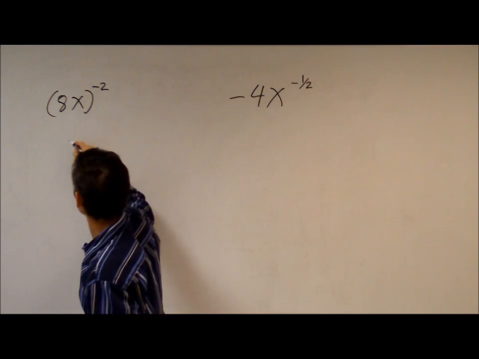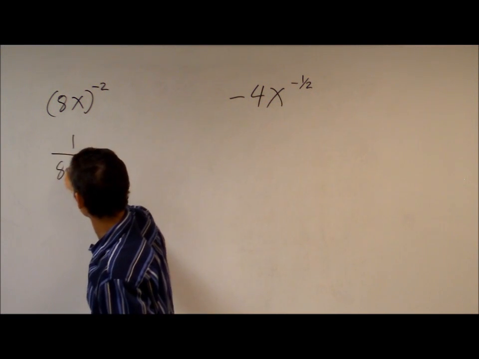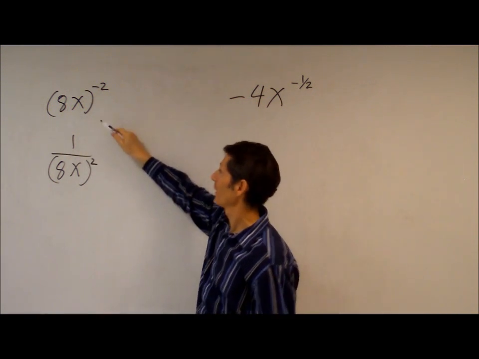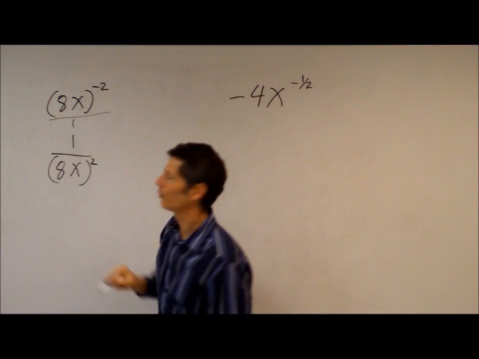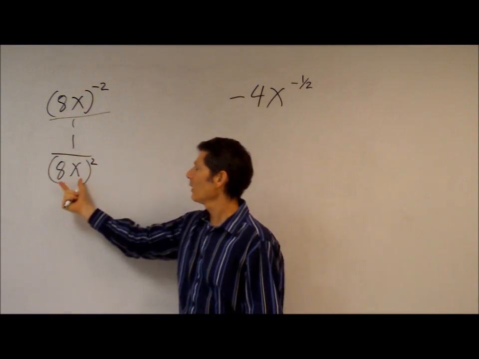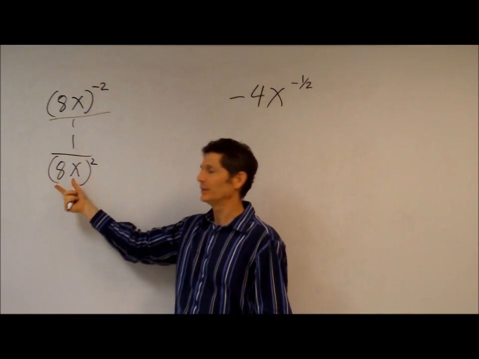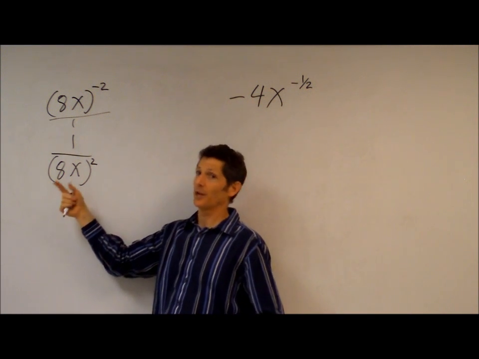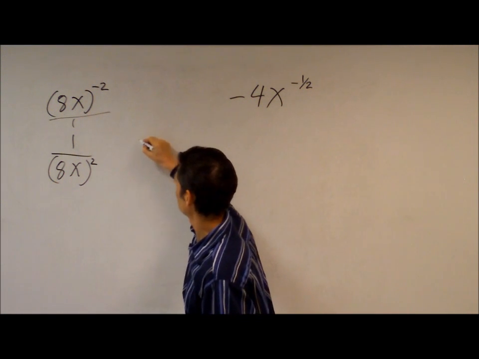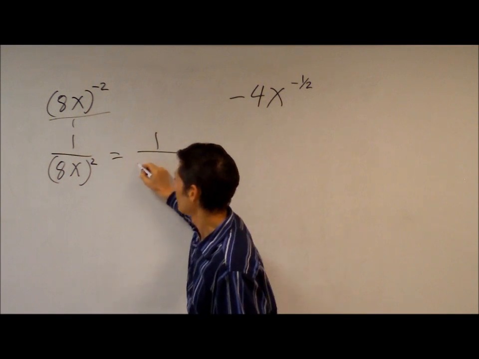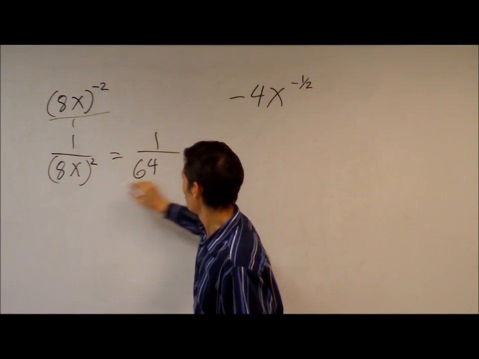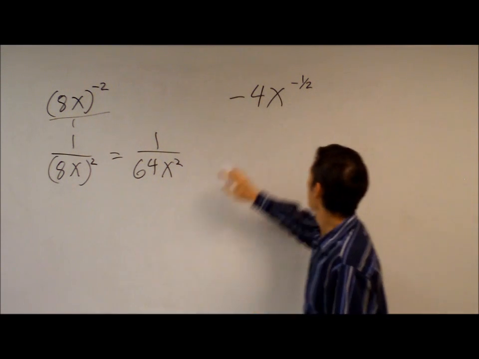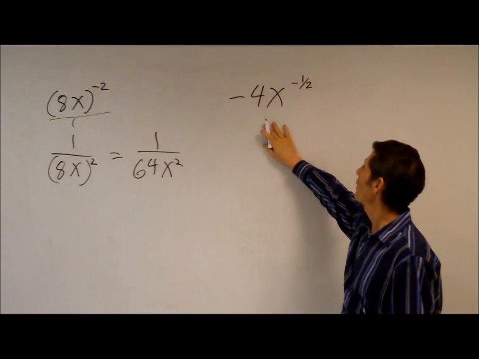So first I'm just going to write this as 1 over 8x to the positive 2, right? I just change it from negative to positive. Remember, this is really all over 1 to begin with. And now, again, this entire quantity here, 8x, is squared, so I know what that means. It's 8x times 8x, and I'm pretty sure that's the same thing as, what's 8 times 8? 64, x times x, x squared. There you have it.